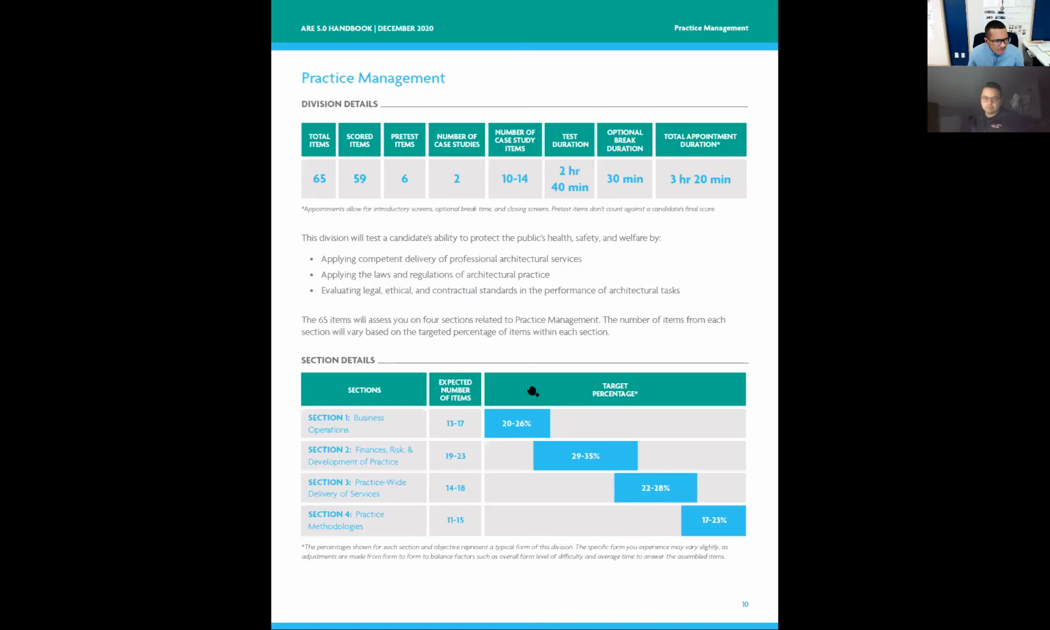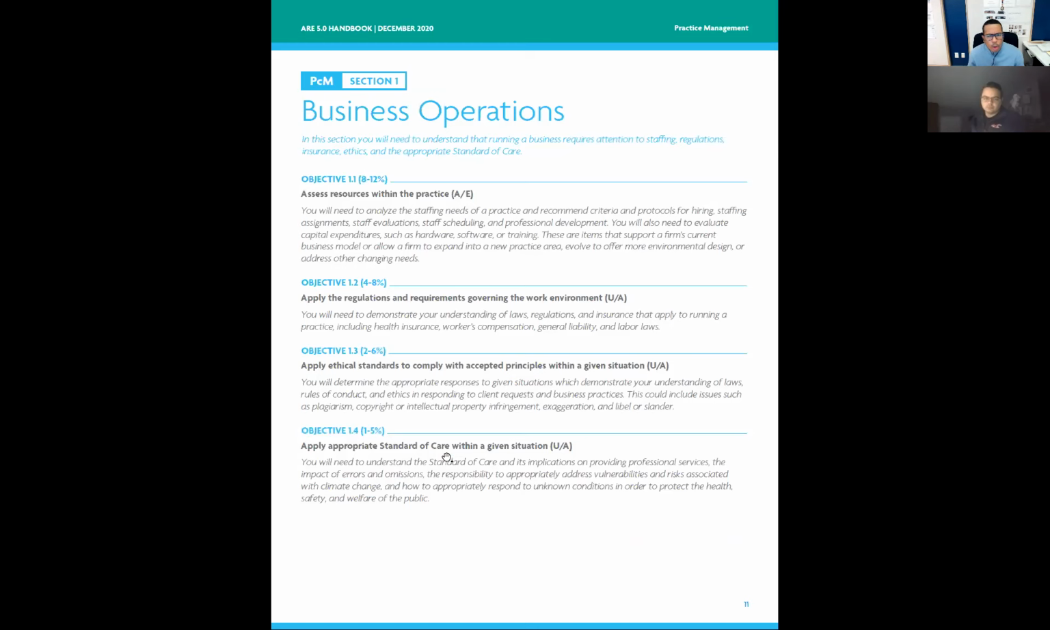So the 4 sections, what are they all about? Well, business operations. So business operations, which it says is 20 to 26% of the exam, has different objectives. In this section, you will need to understand that running a practice requires attention to staffing, regulations, insurance, ethics, and appropriate standard of care. You're gonna hear the word standard of care a lot. And standard of care, again, I want to point it out now because I just mentioned it.